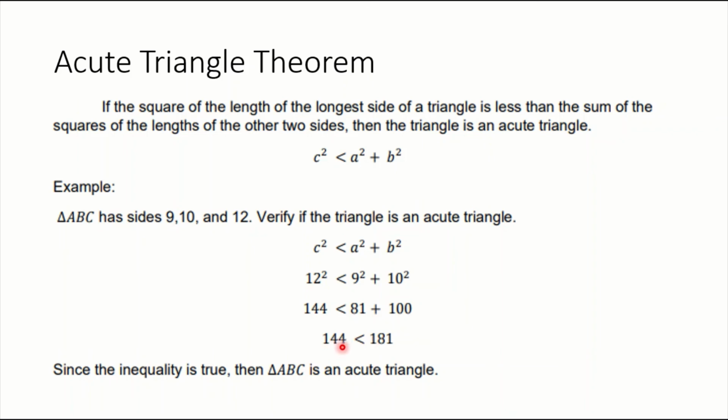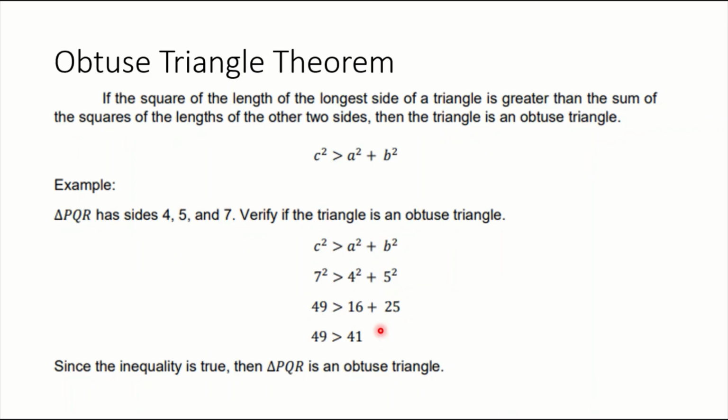And 144 is less than 181. Is that true? Yes. Since the inequality is true, then triangle ABC is an acute triangle. Tandaan, kapag mas mababa daw po yung letter c natin kesa doon sa a and b, the triangle must be an acute triangle. How about obtuse triangle?